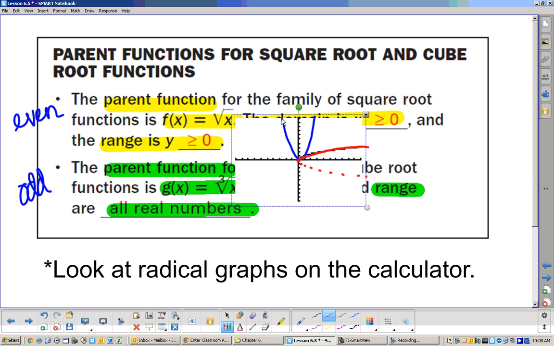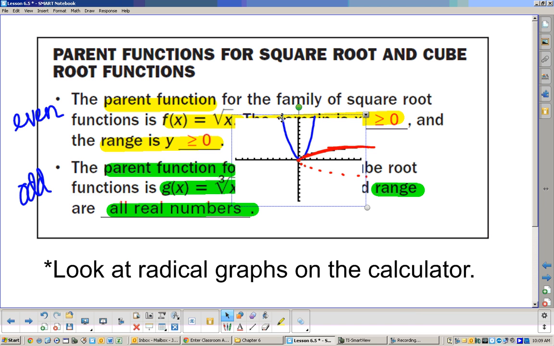Well, what do you know about functions? What kind of test do they have to pass? Vertical line test. If we put this bottom half of this graph down here, would it pass the vertical line test? No. So remember, our calculators can only graph actual functions. So if we're going to truly talk function, that's why the square root function is only this top branch of that parabola. But that's what it always is.